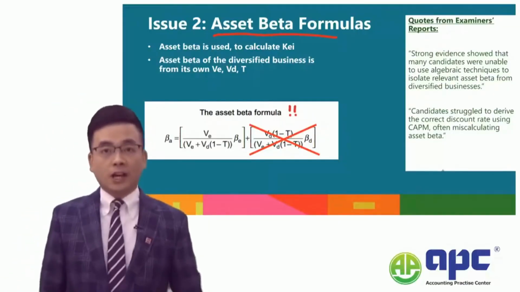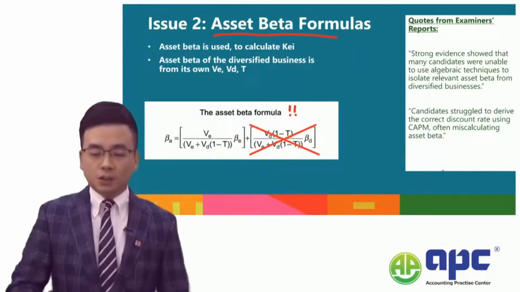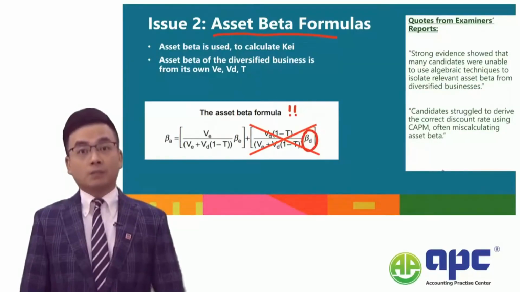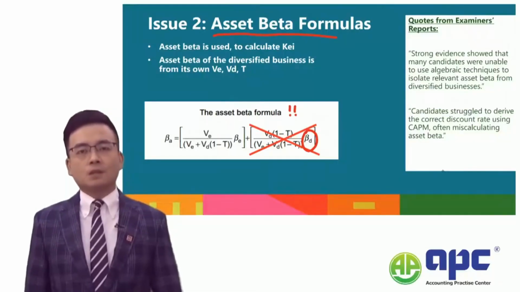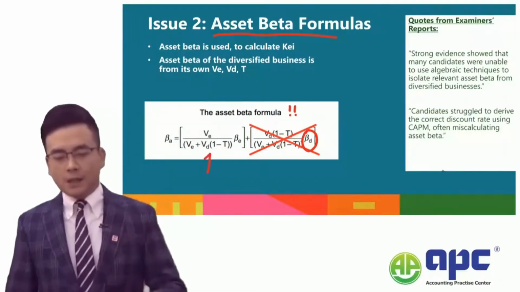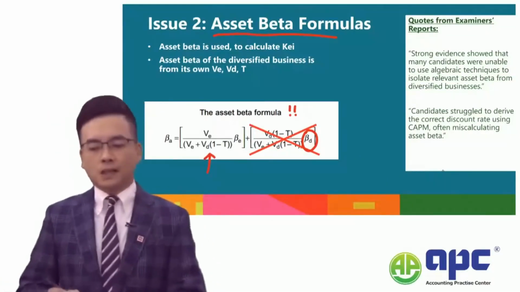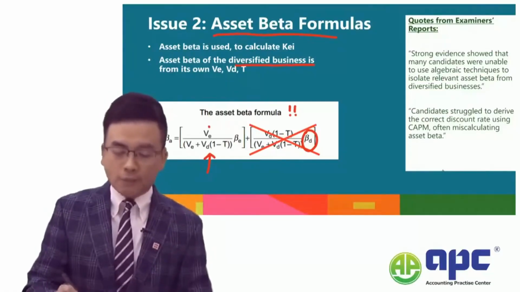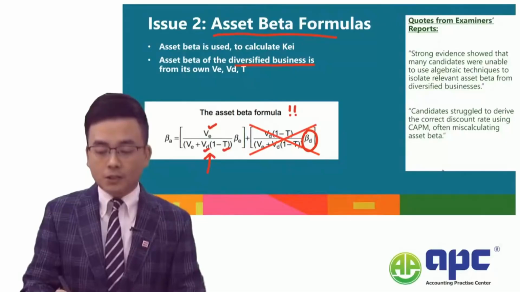Now, in your calculation, we simply assume that there will be no debt beta. You don't really have to say it in your exam. Some students said that, but that's a waste of time. What we would do is to directly insert the diversified business values, including their value of equity, value of debt and tax rate, and their equity beta.